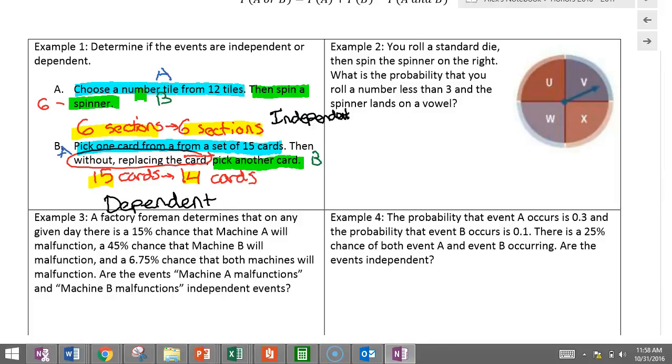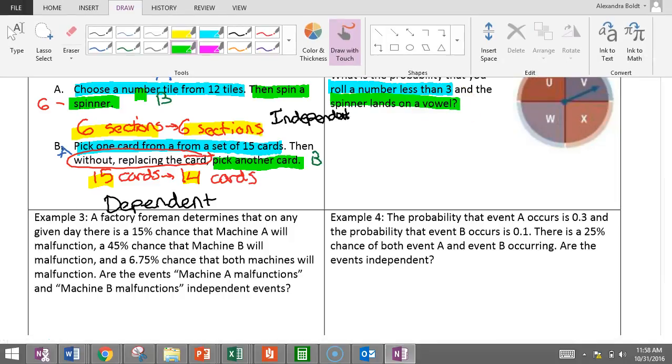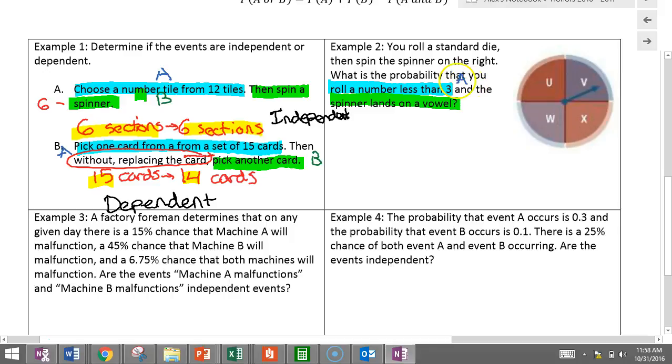All right, let's move on to look at example 2. You roll a standard die, then spin the spinner on the right. What is the probability that you roll a number less than 3 and the spinner lands on a vowel? Okay. So what are my two events? My event A is that I roll a standard die and get a number less than 3. And the spinner landing on a vowel, that's B. So always know what your events are.